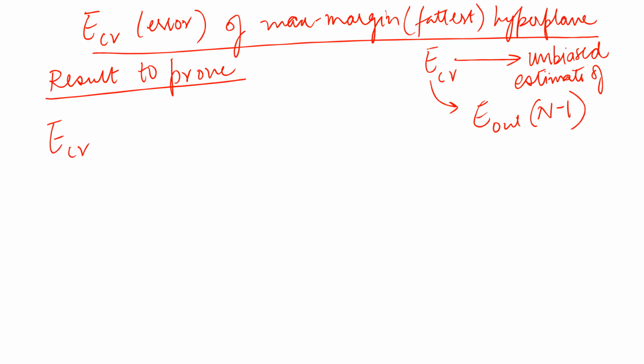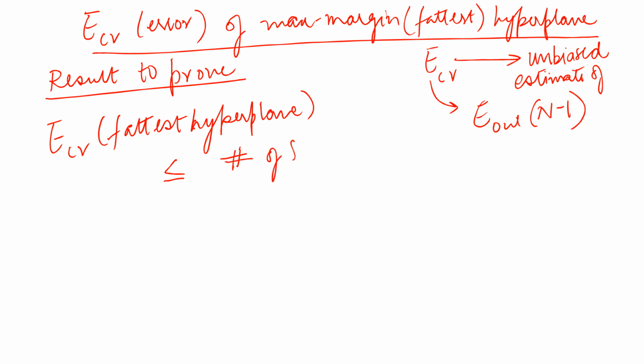that my cross-validation error for the fattest hyperplane, or the optimal hyperplane, is bounded by this ratio: the number of support vectors divided by n, where n is the number of data points.